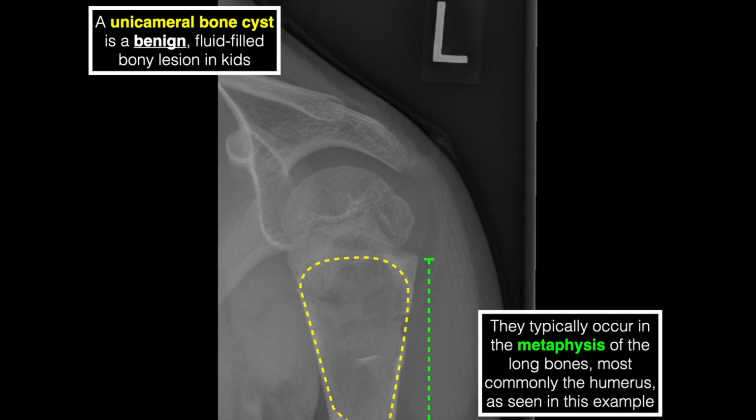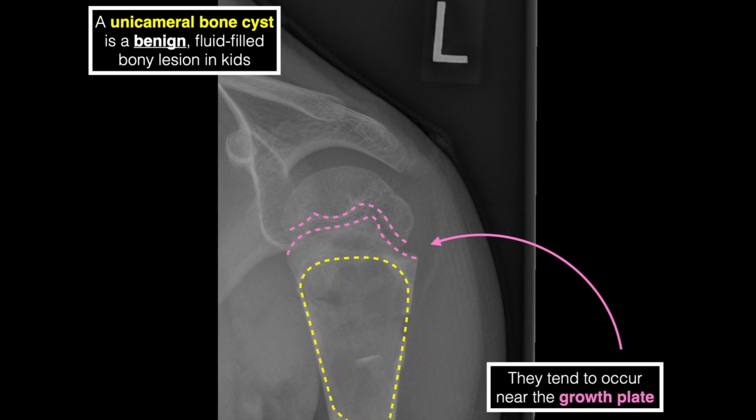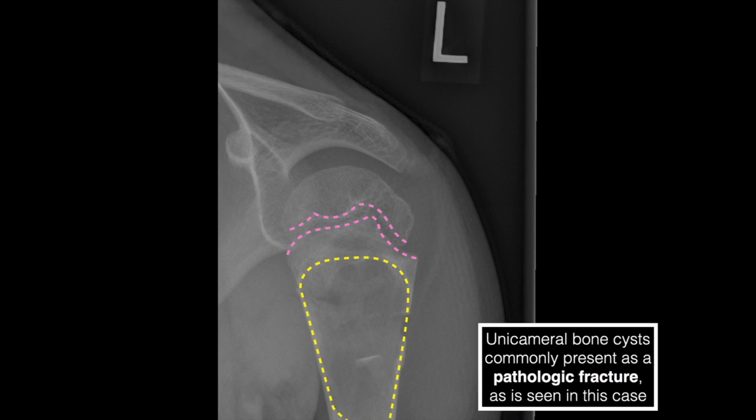This is a benign fluid-filled bony lesion seen in kids. They typically occur in the metaphysis of the long bones, most commonly the humerus, as seen in this example. They tend to occur near the growth plate. Unicameral bone cysts commonly present as a pathologic fracture as seen in this case.